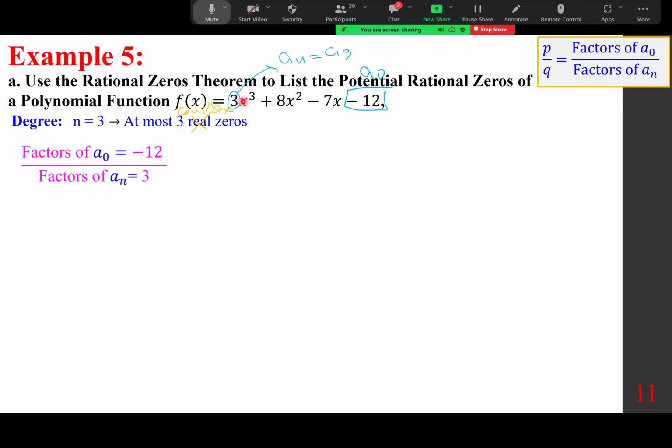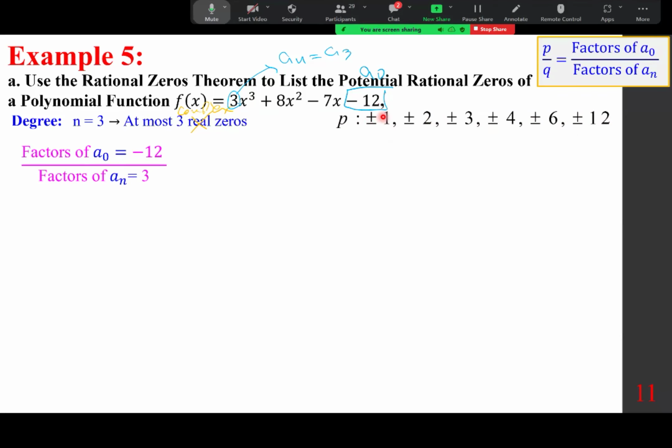So you write all possible factors of this number: plus minus 1, plus minus 2, plus minus 3, plus minus 4, plus minus 6, plus minus 12. I hope everybody is comfortable with what I just said. Whereas for 3, plus minus 1, plus minus 3. Okay, so p, for the numerator, these are the possibilities.